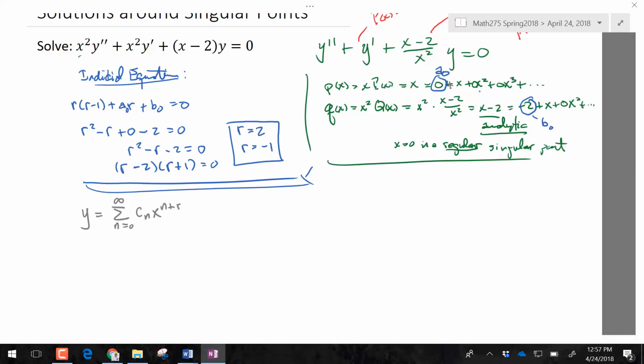All right. So the r that we're going to choose is -1. So let's rewrite y as the sum from n equals 0 to infinity of c sub n x to the n minus 1. Now, I don't know exactly what I did last time, but when you take the derivative of this, this isn't exactly a power series. I think we might have mentioned that.